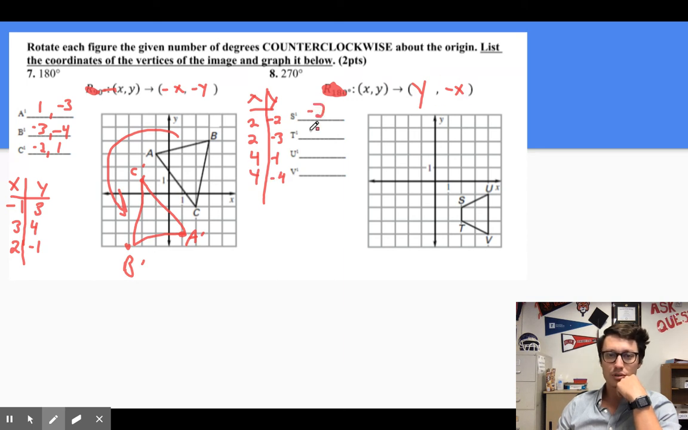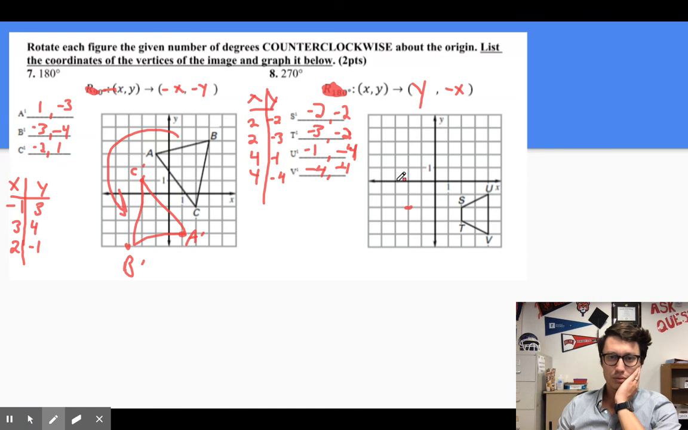So if I just follow the rule, we're rewriting all the y numbers. So negative 2 stays negative 2, negative 3 stays negative 3, negative 1 stays the same, negative 4 stays the same. But all of the x numbers are changing sign. Notice all of our x numbers are positive, so that means they're all going to change to negative. So positive 2 changes to negative 2, positive 4 changes to negative 4. And then I'm going to plot them. Again, I apologize for my poor handwriting. S prime is at (negative 2, negative 2). T prime is at (negative 3, negative 2).